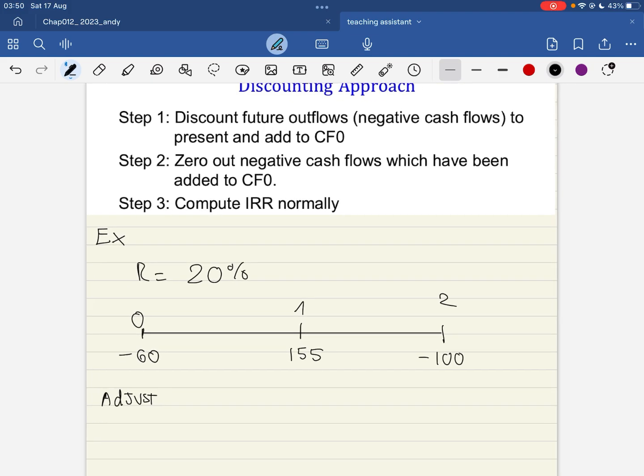So for example, we have a project. We have the required return of 20%. In the current year, which is year 0, we invest $60. So the CF0 is minus 60. Then CF1 is $155. And at the end of the project, year number 2, we have the CF2 of minus $100. So it is clearly an unconventional cash flow. If we use IRR here, it may create some kind of bias. Therefore it's suggested that we should use NPV instead. But because there are ways to adjust it, we're going to use the discounting approach. Let's get our hands dirty right now.